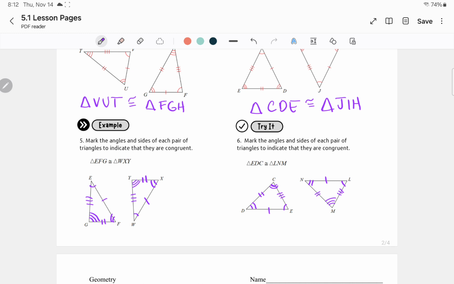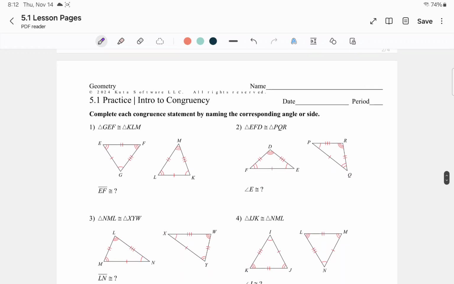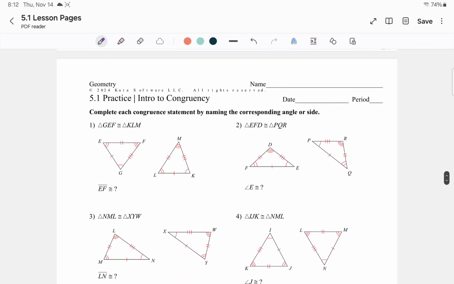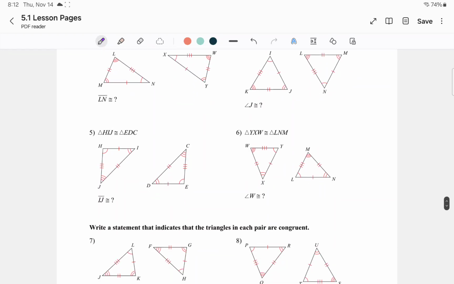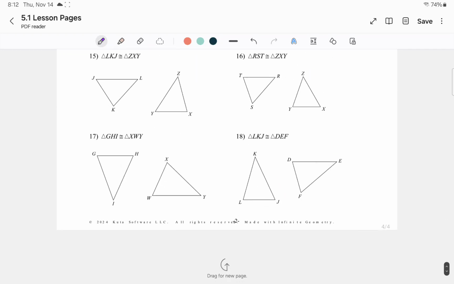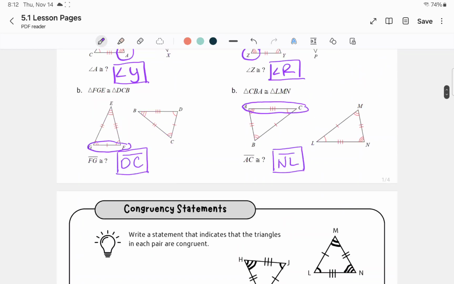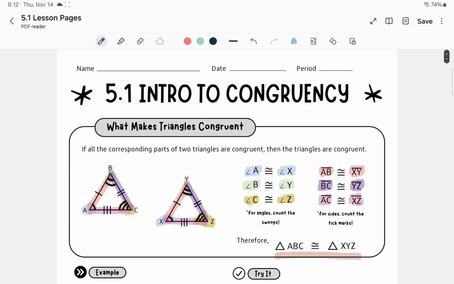Now, if you need more explanation for this, just come on over and ask. Otherwise, you're going to go ahead and do the practice with your group, and you're going to put it up on the TV screens as a group. So if you have any questions on this practice, let me know. There's 18 questions.